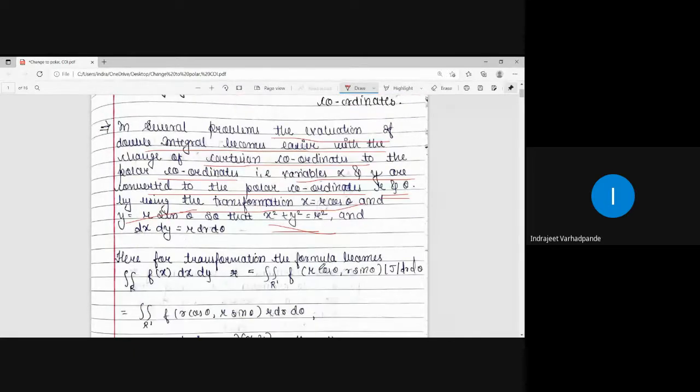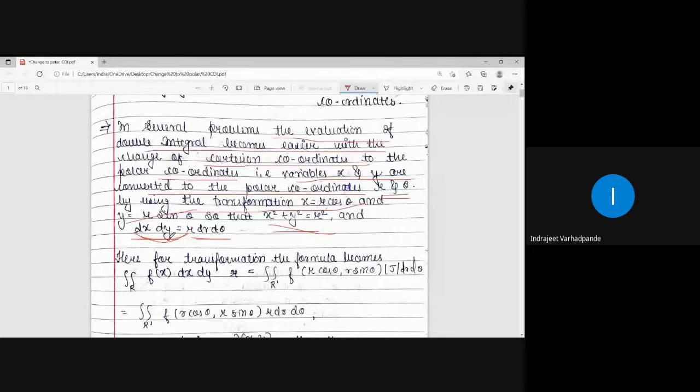In doing so, the value of dx dy changes to not only dr d theta, but a certain factor r is multiplied. So what is the value of dx dy? The value of dx dy is converted to r dr d theta. What is this r? This r is the Jacobian of transformation. This is the point to be remembered.